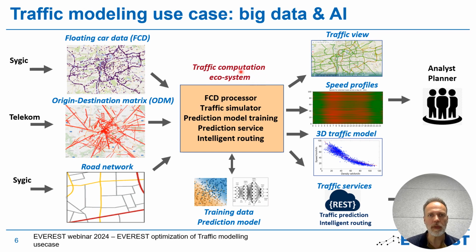Looking inside our traffic ecosystem, there are several major computations, as mentioned previously. All of them are operating on big data and use some AI techniques. The major input data are floating car data. So these are the GPS positions associated with speed information collected from Sygic navigation. Origin destination matrix, the mobility information from telecom operators. And of course, the road network represented by a map.